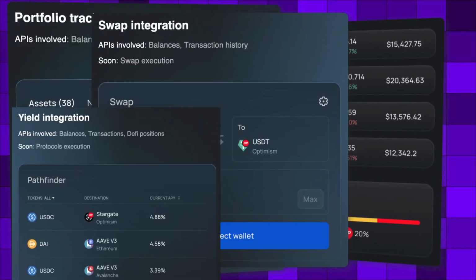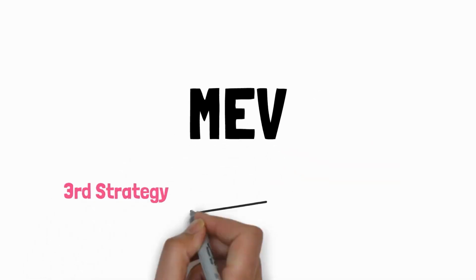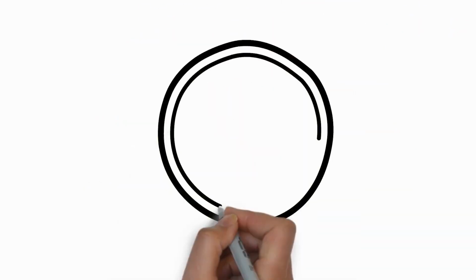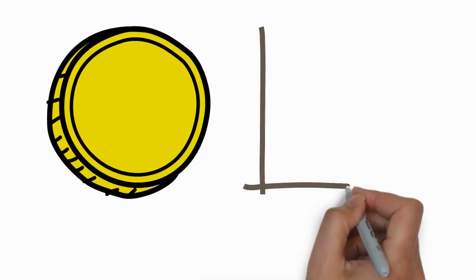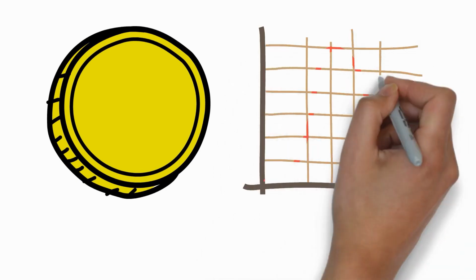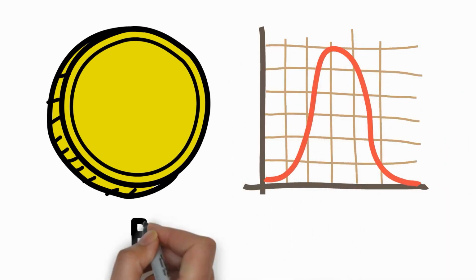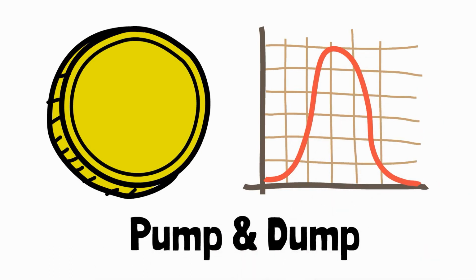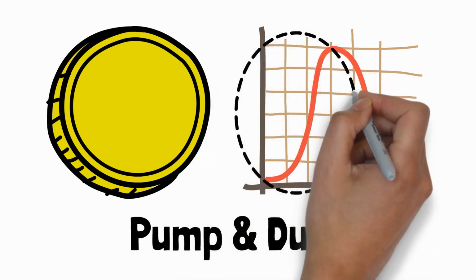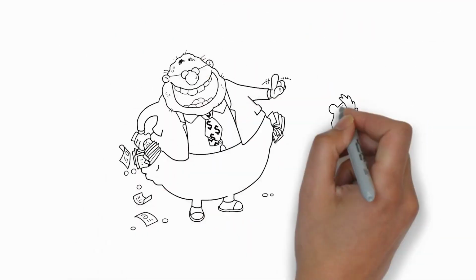Alright, let's get back to MEV. I promised you 5 trading bots, so here's the third one. This is called sniping. When a new token is listed on a decentralized exchange, at the beginning the price usually goes up really fast. And after that, it crashes as fast. That's the infamous pump and dump. I know what you're thinking. What if you could buy the new tokens before the pump begins and sell them before the top? In theory, you could make a lot of money.